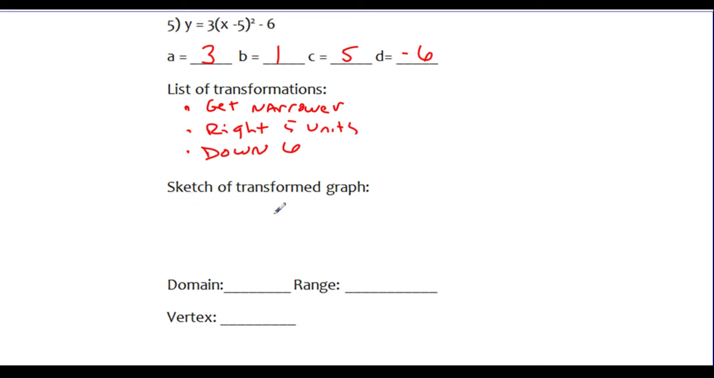Okay, so now I'm going to sketch. It looks like it's going to look like a skinnier version. Move to the right by 5 and down by 6. So it's going to kind of look like this. Okay. And we can't really show narrow all that much, so don't worry about that too much, okay? So my domain is everything. My range, y, is greater than or equal to -6. And it looks like my vertex is at the point 5, comma, -6. Okay, so that's just a quick summary. Very similar to both of the other ones that we did.